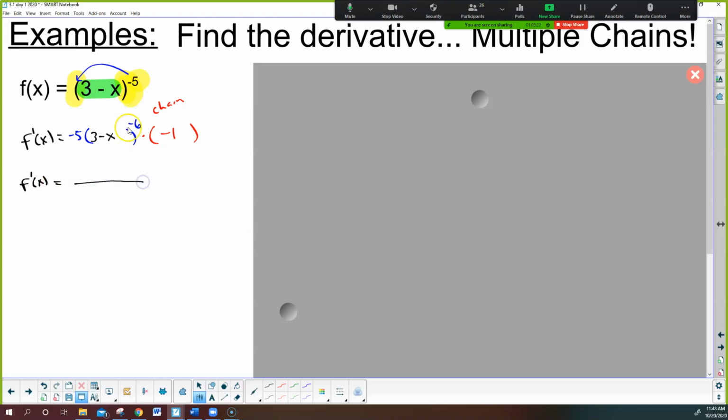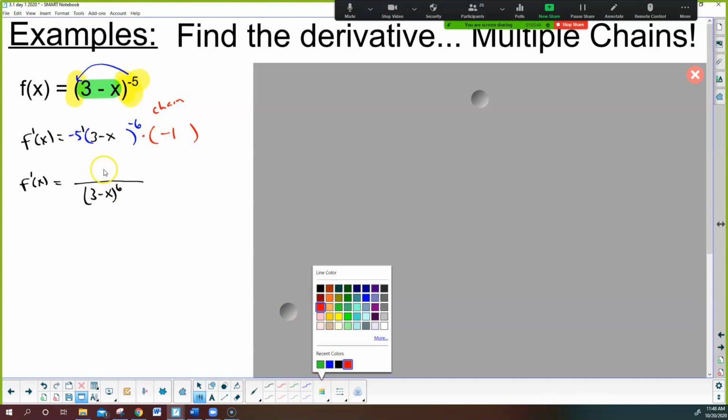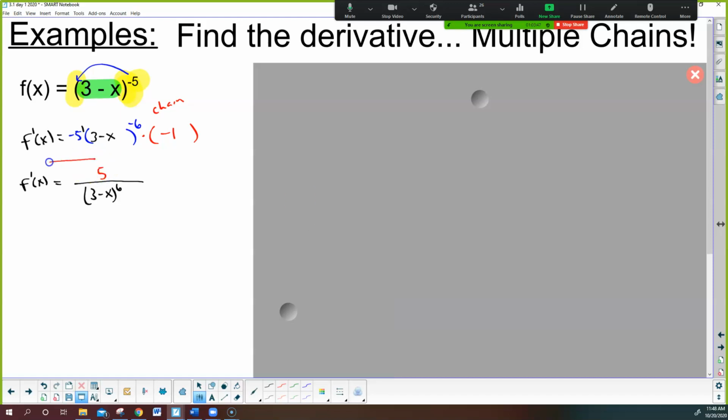So here's how I would clean this up. See how it's a -6? The 3 minus x is going to be brought down in the denominator and made a positive power. And then I've got the -5 left up top, because remember, this is -5 to the first power. That's going to stay in the numerator, and then that's going to multiply by -1. So technically, it's just a 5 left over. So this was just one chain rule.